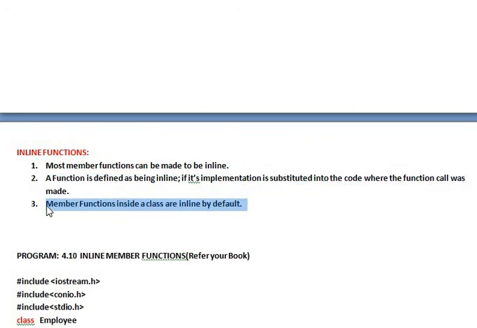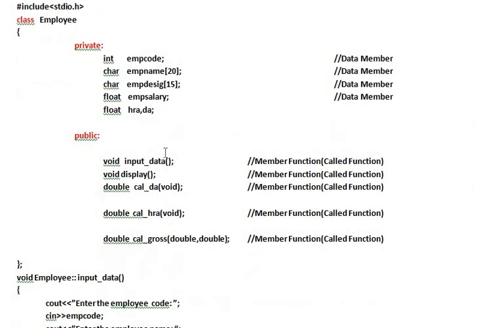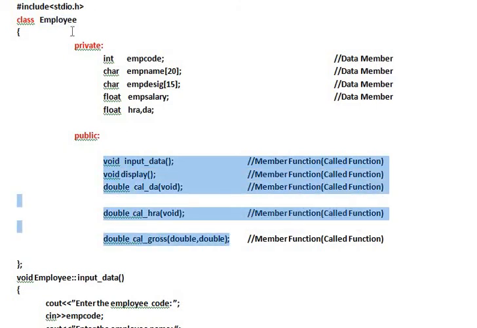Now read point number 3. It says member functions inside a class are inline by default. That means whatever functions are declared inside a class are treated as member functions, and these member functions inside this class called employee shall be treated as inline by default. That means even if you do not specify the keyword inline for these member functions, they are still going to be treated as inline.